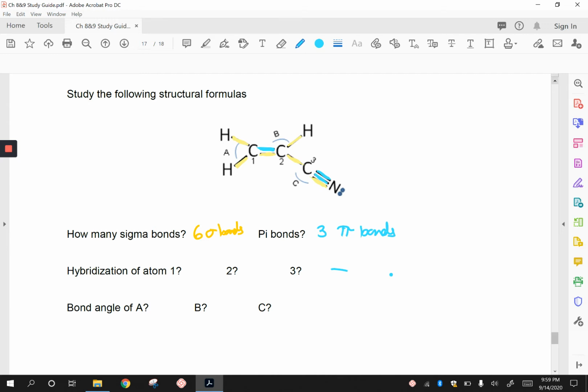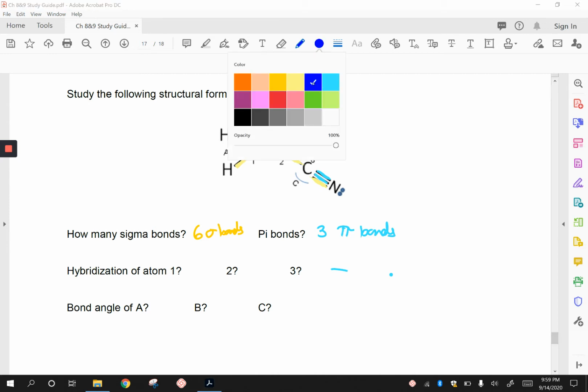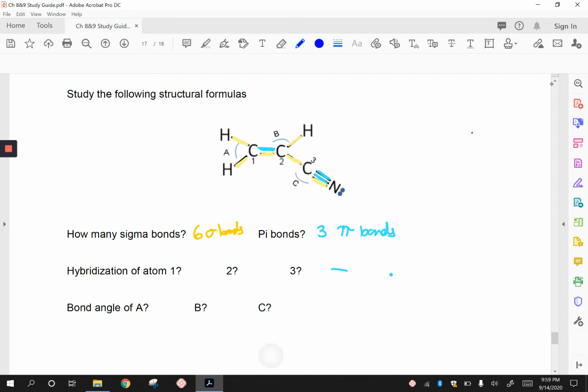Okay, let's look at the hybridization of atom 1. So this carbon right here, 3 areas of electrons. So that means that 3 orbitals have mixed together. And so 1 s, and we'd need 2 p's, so sp2. Hybridization of atom number 2, this carbon has 3 areas of electrons, so 3 orbitals mixed together, 1 s and 2 p's. How about number 3, 2 areas of electrons, so 2 orbitals mixed together, an s and a p, so just sp. Let's look at bond angles.